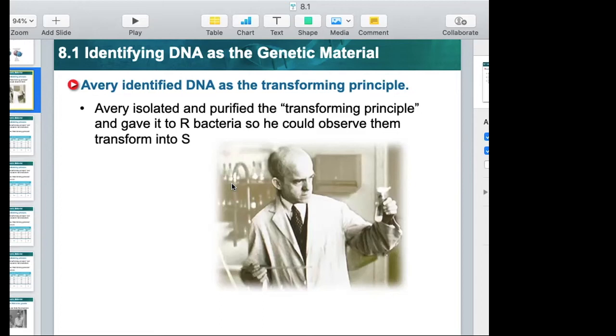So Oswald Avery was able to isolate and purify the transforming principle, which was used to transform the R bacteria into S. And he took that transforming principle and he gave it to R bacteria to confirm that that is what really did change R bacteria into S. And he showed that that is true. This chemical he was able to isolate did transform those R bacteria into S.